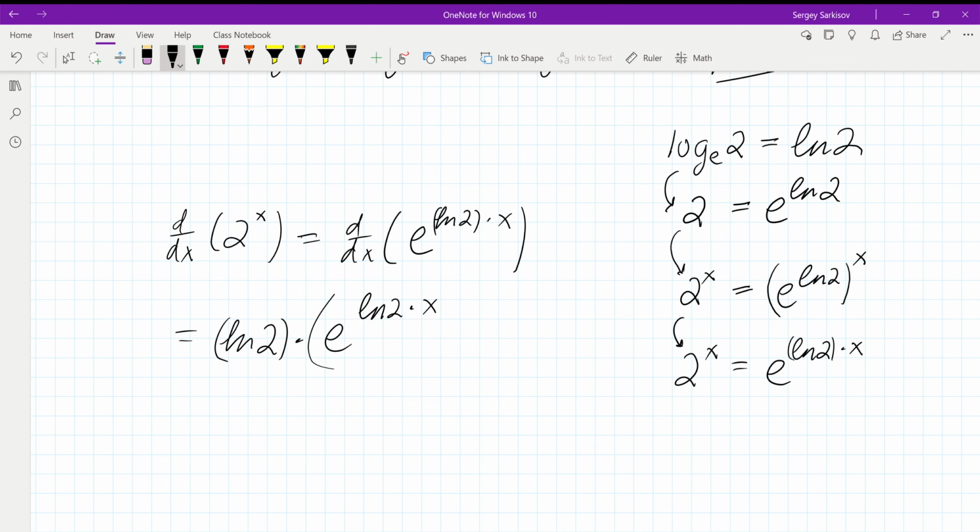And we know what this is already. That is exactly 2 to the x. So the answer is ln 2 times 2 to the x. The only difference between just copying this and getting that is that there's an ln 2 coming out.